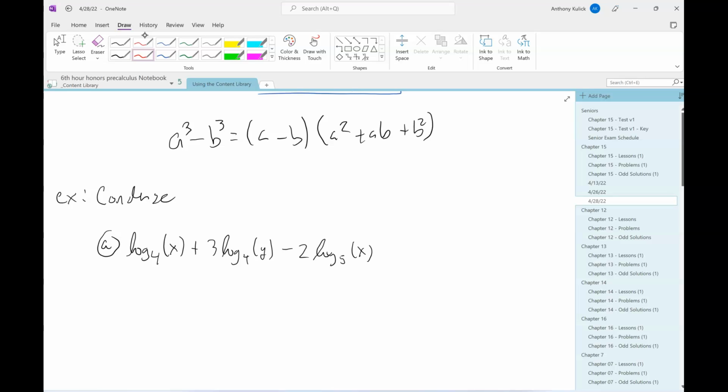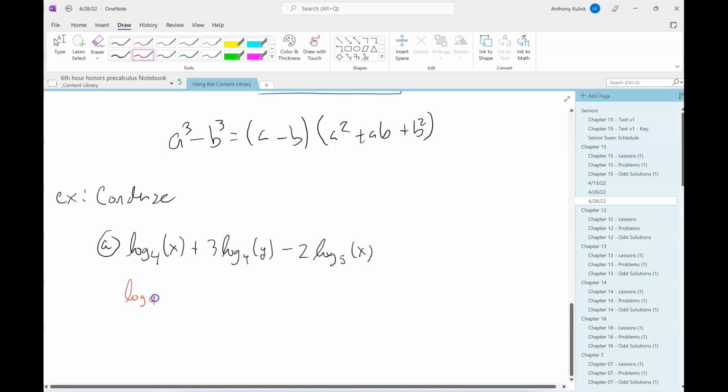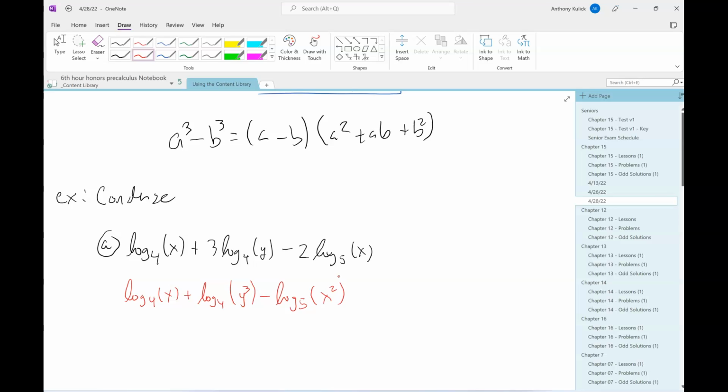Okay. So here, the first property we look for in condensing is power properties. Great. How many power properties do you see? 2. Okay. And you see them on the second and third logs, right? Okay. So let's apply that. That all look good to you guys? No? What don't you like?